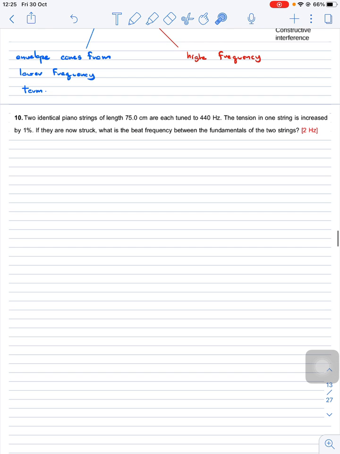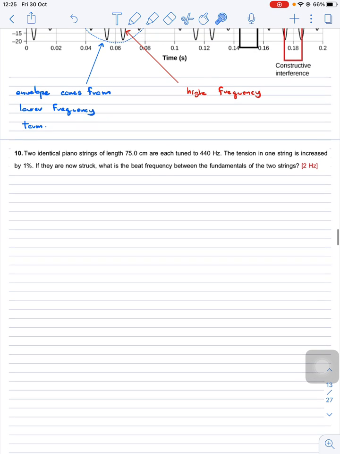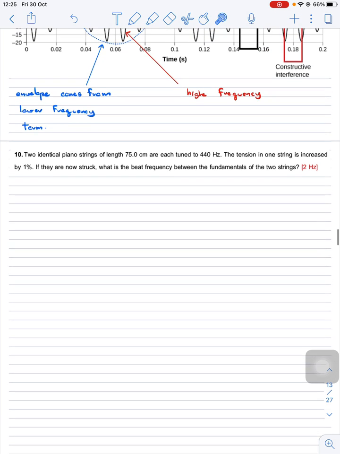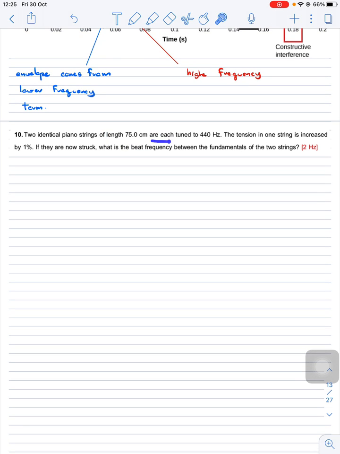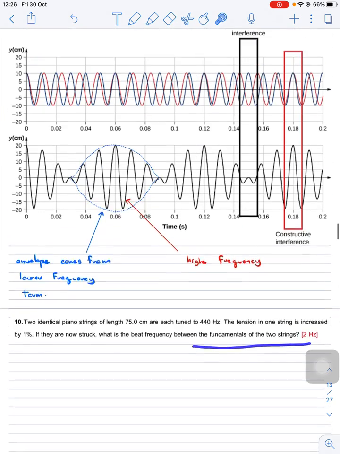Now let's look at these examples. Two identical piano strings of length equal to 25 centimeters are each tuned to 440 Hz. The tension in one string is increased by 1%. If they are now struck, what is the beat frequency between the fundamentals of the two strings?